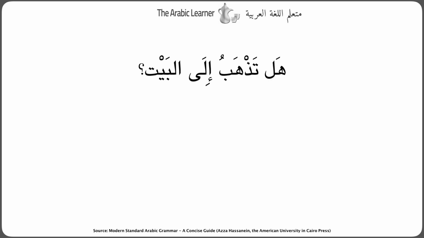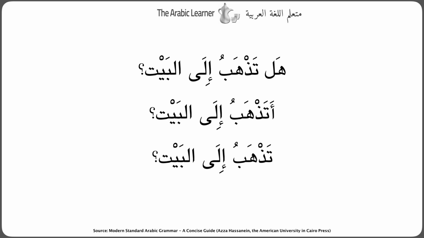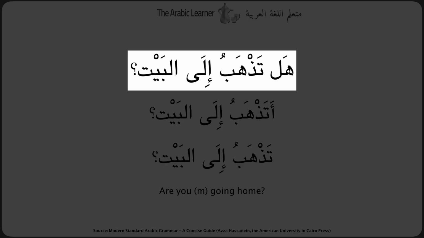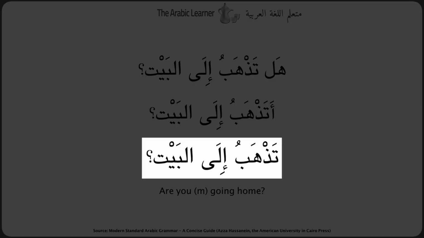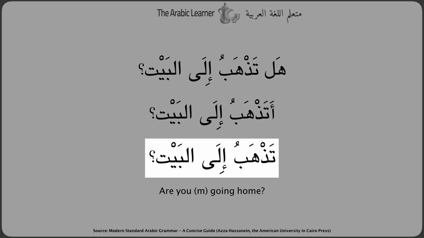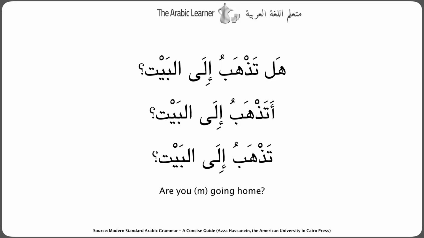Now take a look at the following three sentences. هل تذهب إلى البيت؟ أتذهب إلى البيت؟ تذهب إلى البيت؟ All of these have the same meaning. Are you going home? You being the masculine singular version. Notice that we can use hal or a, or simply use intonation to make it clear that this is a question. These are three ways that we can use these signals for yes-no questions in modern Standard Arabic. Let's move on now to some of the other words.